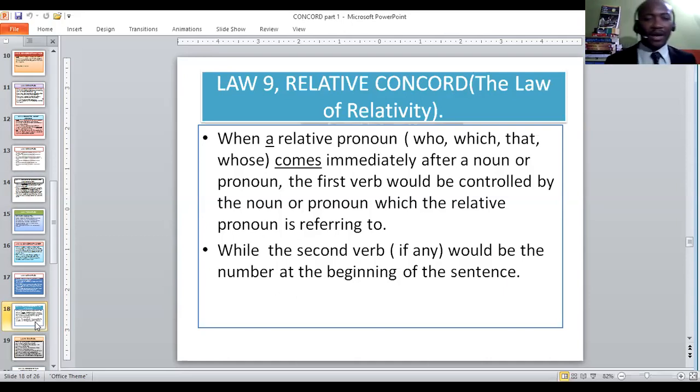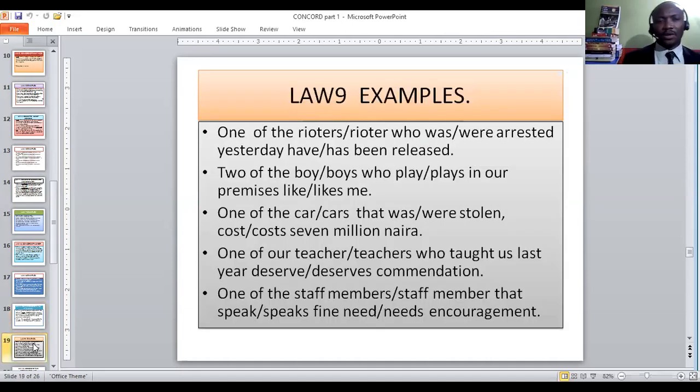These are relative pronouns. So when any of them is used immediately after a noun, the first verb will be controlled by the noun or pronoun which the relative pronoun is referring to, while the second verb, if any, will be determined by the number at the beginning of the sentence. You're going to see the practical form. One of the rioters or rioter who was or were arrested yesterday have or has been released?